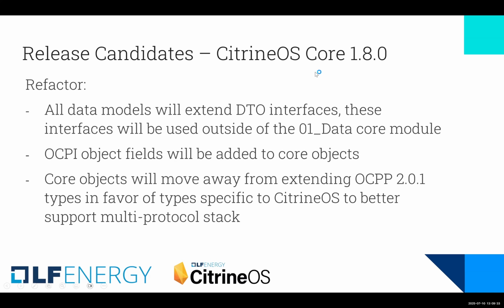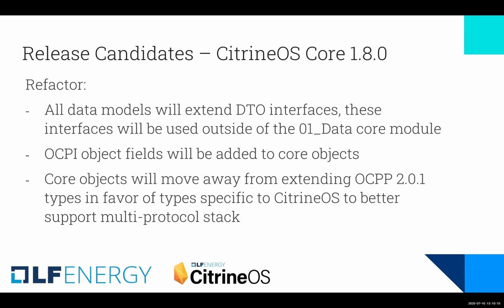So our current release candidate is a large refactor of CitrineOS Core. So 1.8.0 will involve changing the data that is persisted by CitrineOS Core in a few different ways. So one, we're going to be adding some interface classes. This is going to make it easier to make sure that CitrineOS Core remains compatible with different versions of the other dependencies in the project, such as CitrineOS Operator UI and also CitrineOS OCPI, which we'll get into in a moment.